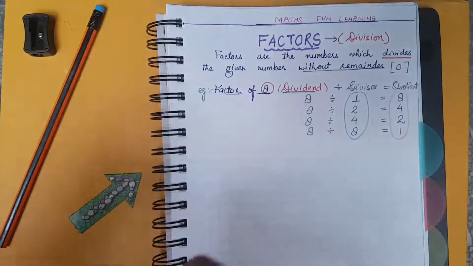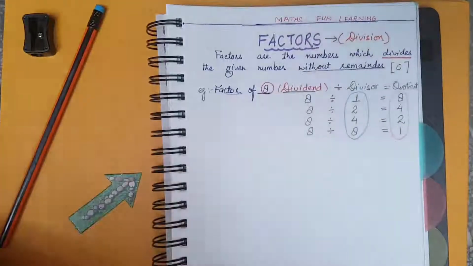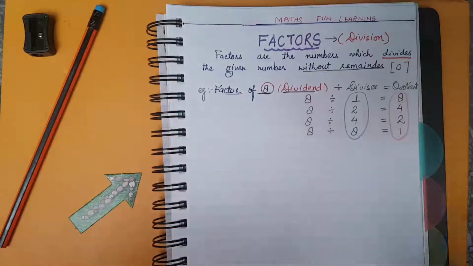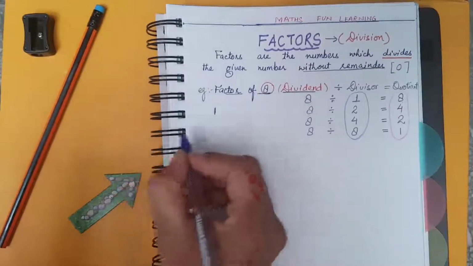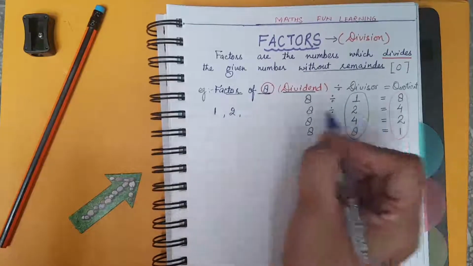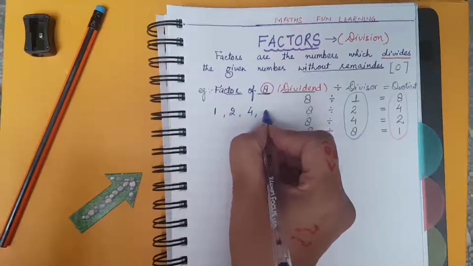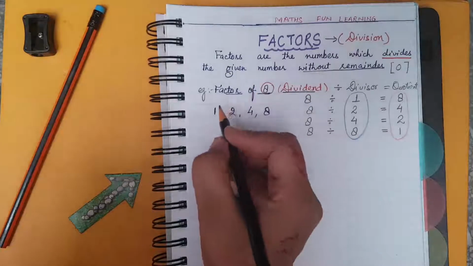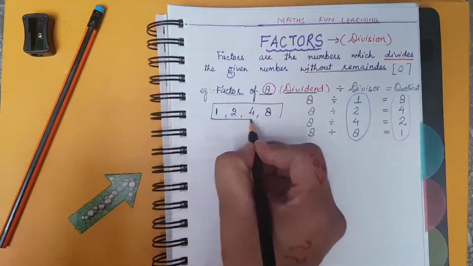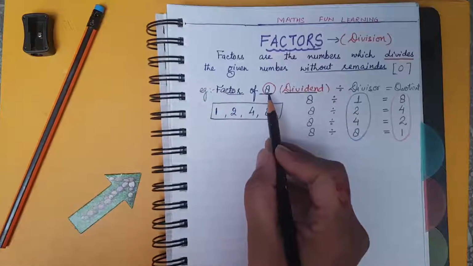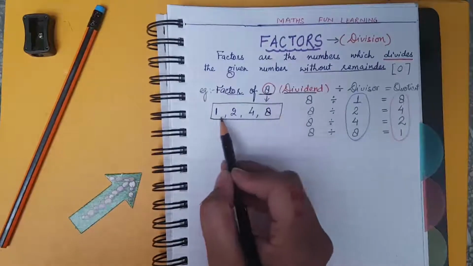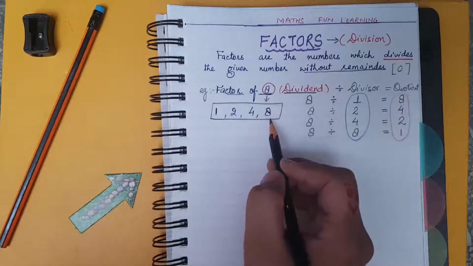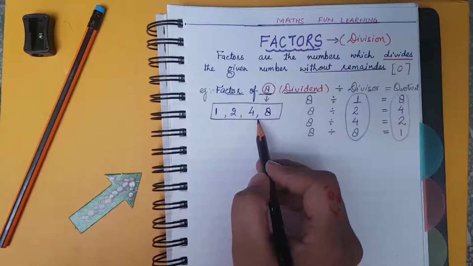1, wait. Oh, my pen is not working. So I'll take another one. 1, 2, 4 and 8. So these 4 are the factors of the number 8. Did you notice that all the factors of 8 are less than or equal to 8? So these are the factors.